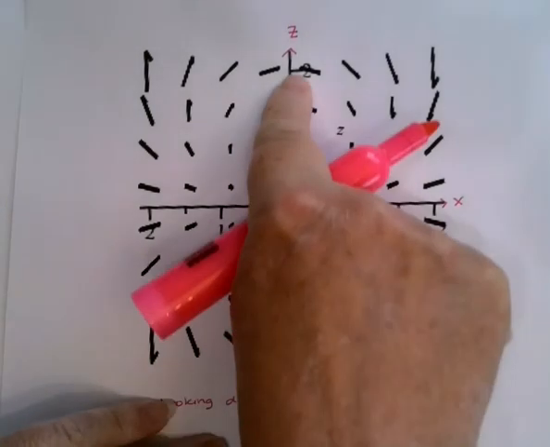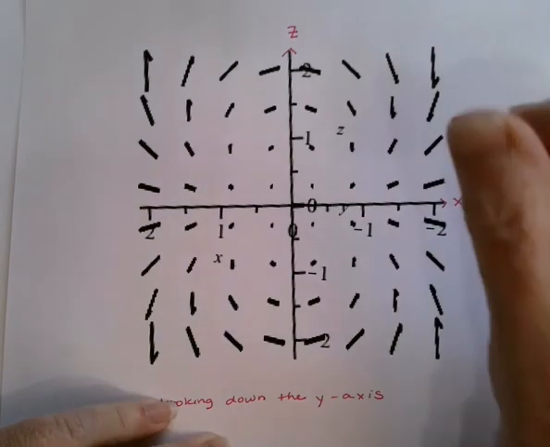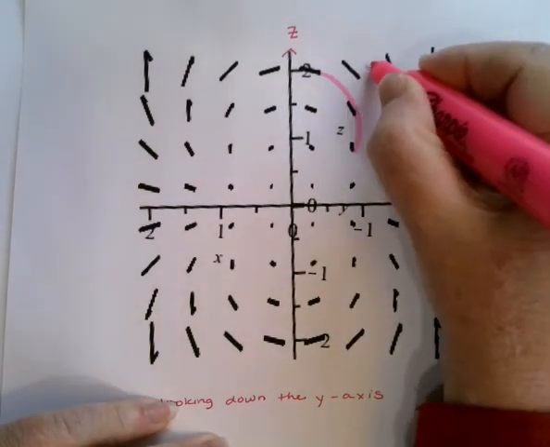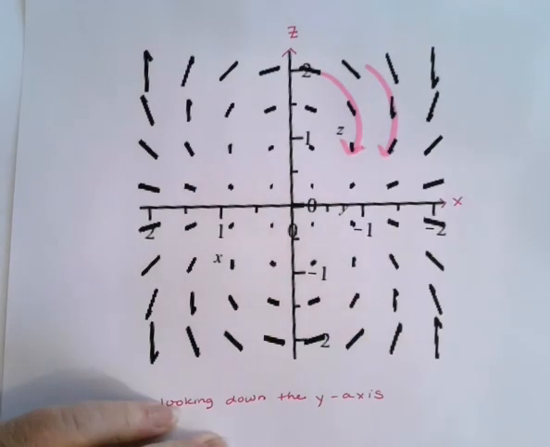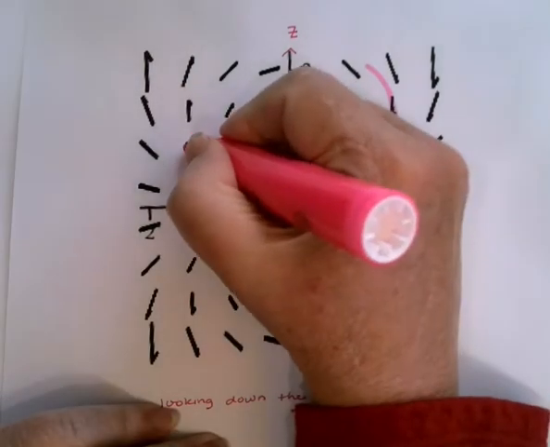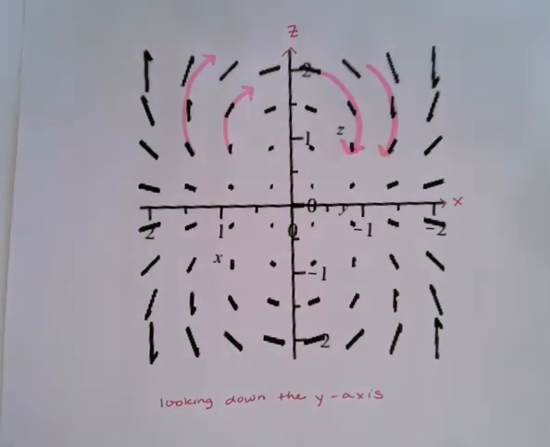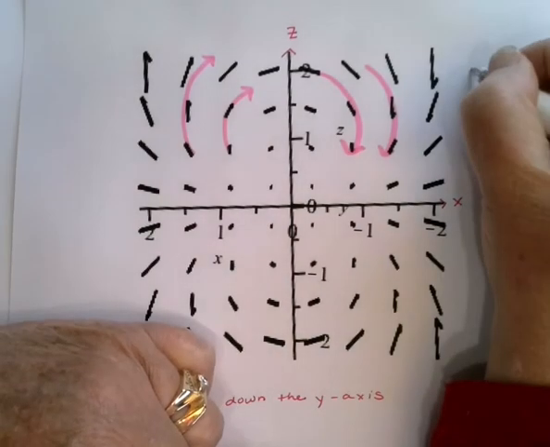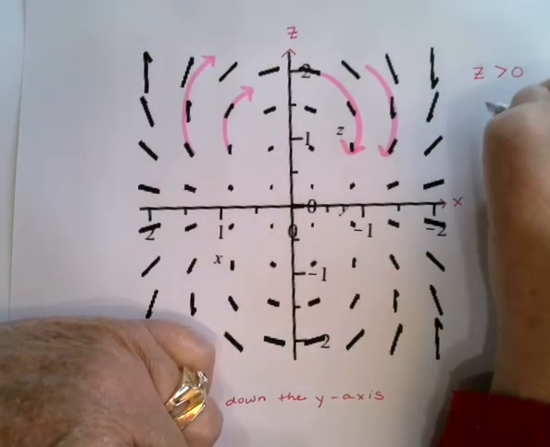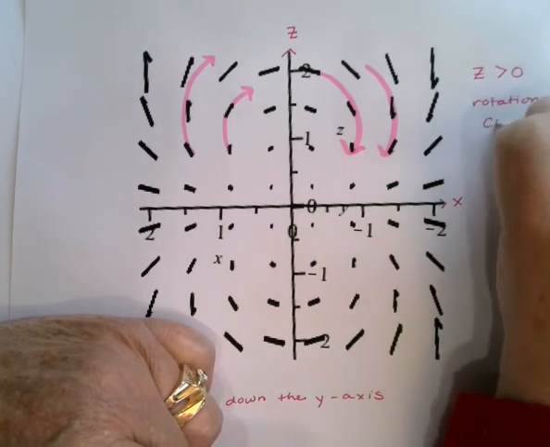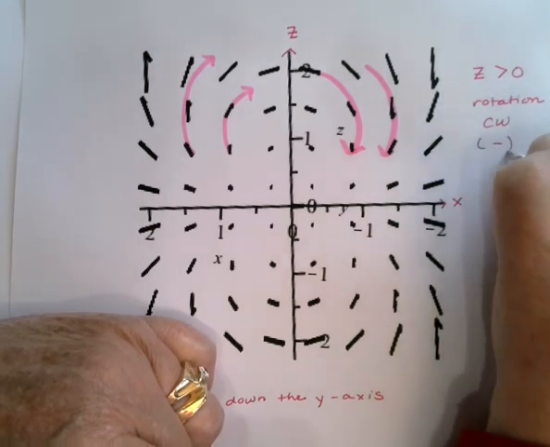Notice here for positive z values, the rotations are basically in the clockwise direction, right over here as well. Rotations are in the clockwise direction. Clockwise direction is the negative direction, right? So for positive z values, rotation is clockwise or in the negative direction.